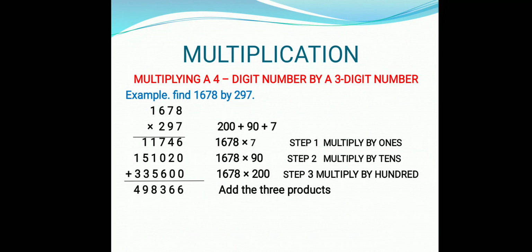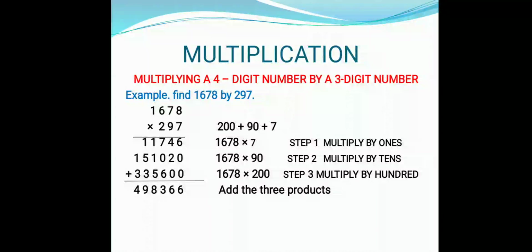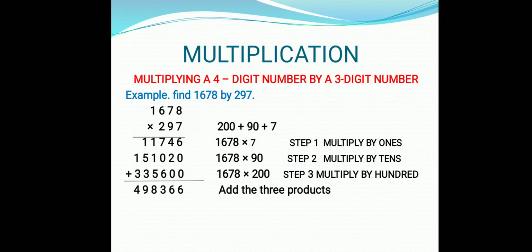2 into 6 is equal to 12. Add 1 which was carried over. The sum becomes 13. 3 should be written in 10,000s column and 1 will be carried over. 2 into 1 is equal to 2. Add 1 in it. The sum becomes 3. We should write 3 in lakhs place. Now lastly, add all the products. The sum becomes 4,98,366.